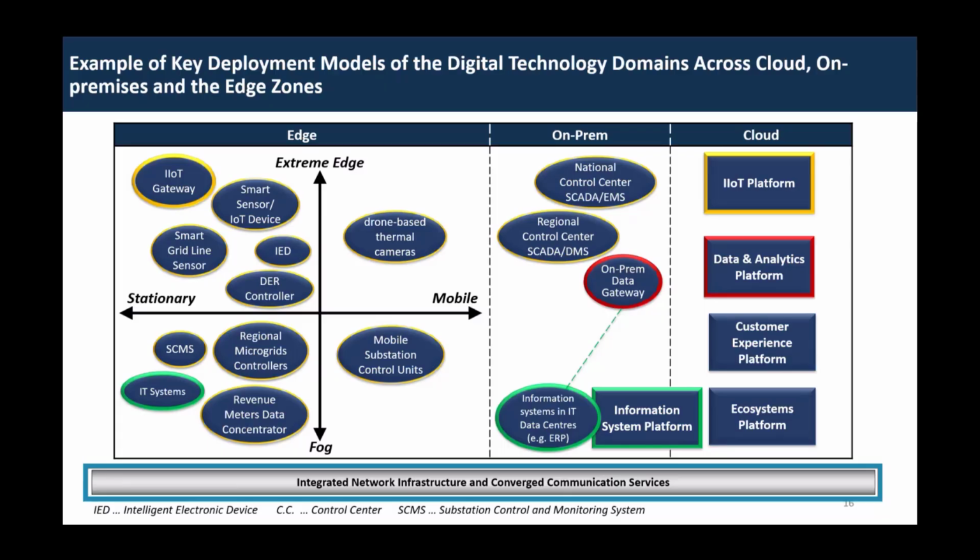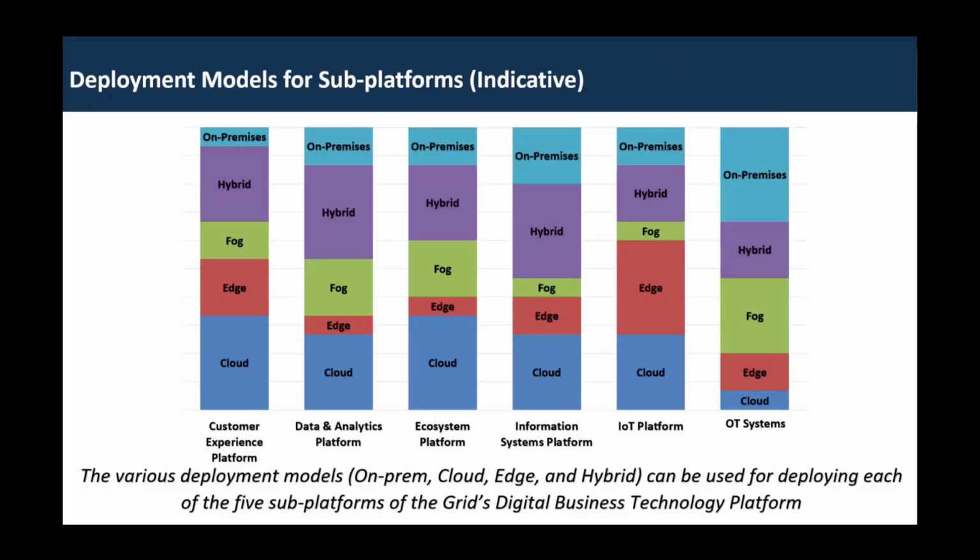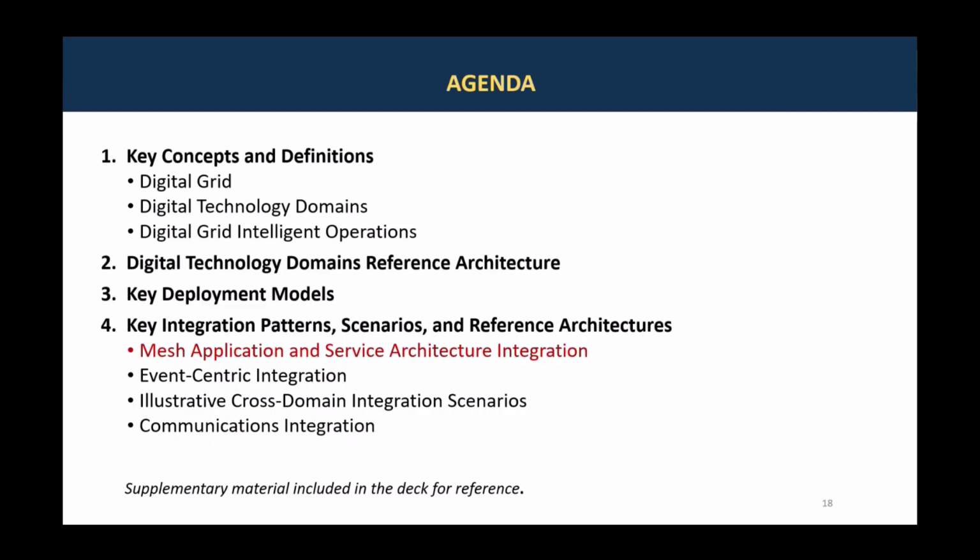It is worth noting that all these platforms, systems, and architectural building blocks are connected to each other through what is called integrated network infrastructure and converged communication services. In short, the various deployment models, on-premise, cloud, edge, and hybrid, can be used for deploying the 5 sub-platforms of the GRID's digital business technology platform.